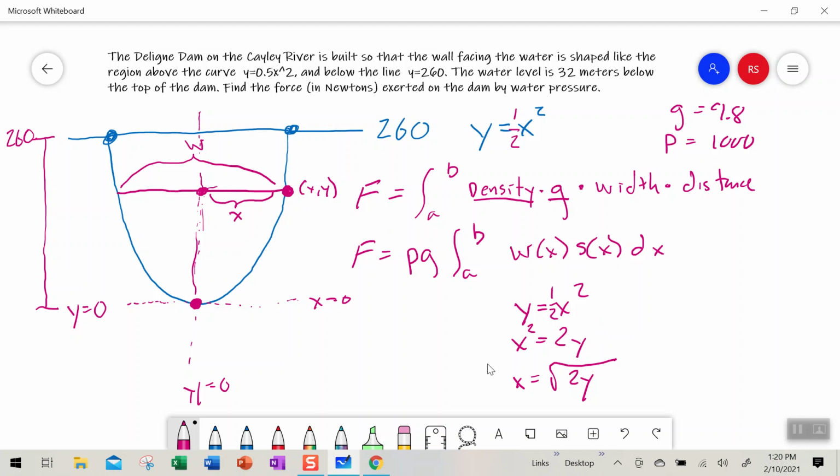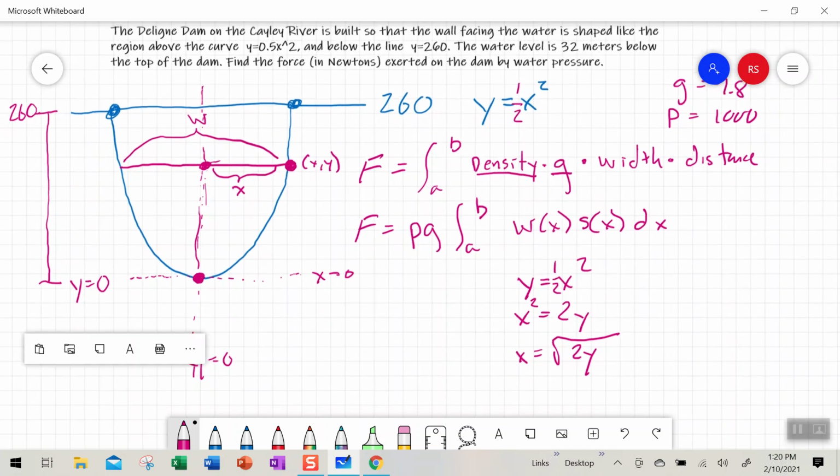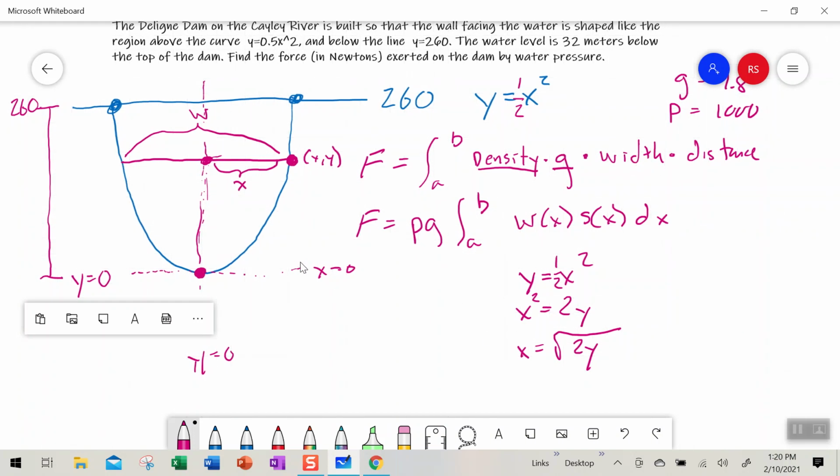And so the width, the entire width, remember the width up here is going to be twice the x value. So the width function, w of y, is going to be 2 times the x value, which is going to be 2 times the square root of 2y.